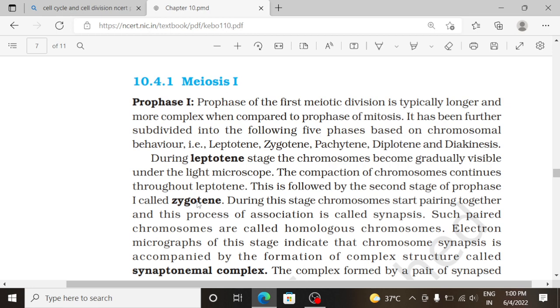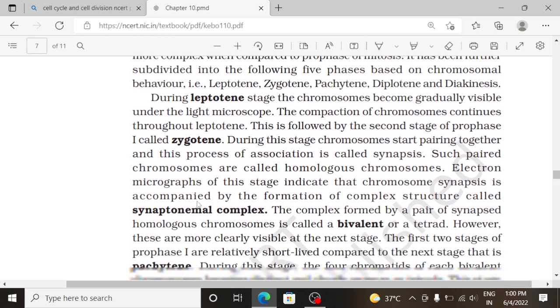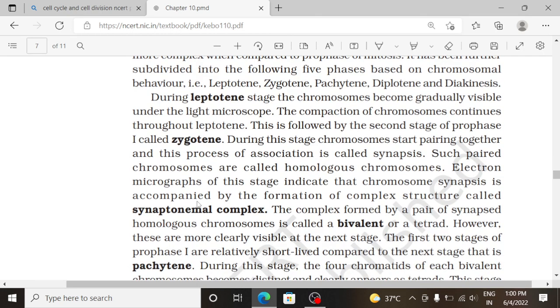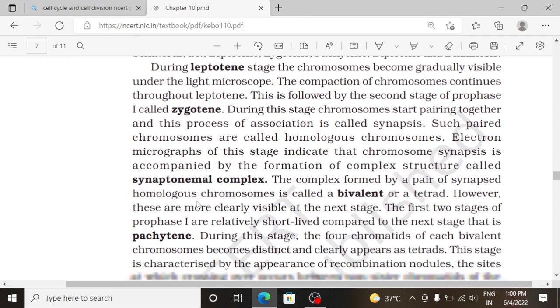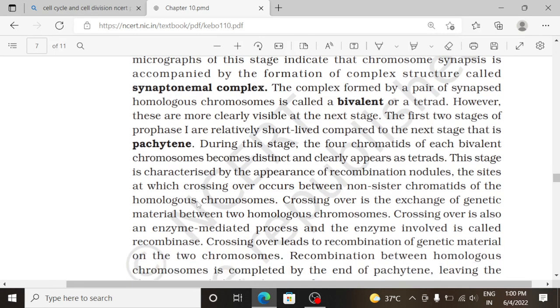Electron micrographs of this stage indicate that chromosome synapsis is accompanied by the formation of a complex structure called the synaptonemal complex. The complex formed by a pair of synapsed homologous chromosomes is called a bivalent or tetrad. However, these are more clearly visible at the next stage. The first two stages of prophase 1 are relatively short-lived compared to the next stage, that is pachytene. During this stage, the 4 chromatids of each bivalent chromosome become distinct and clearly appear as tetrads.